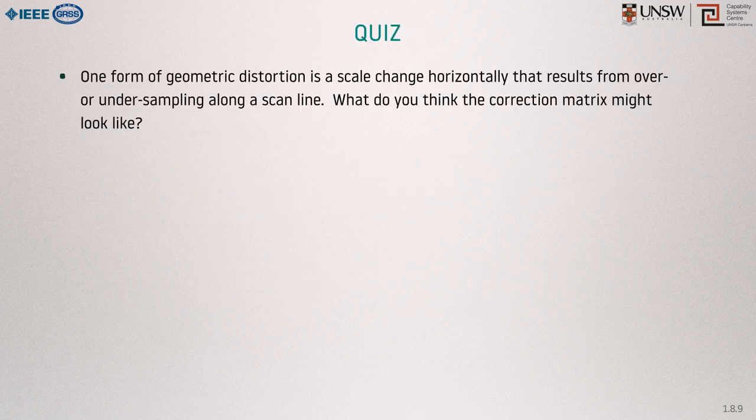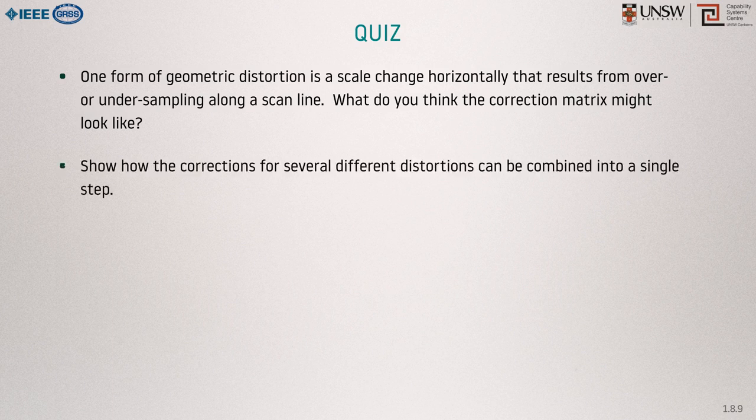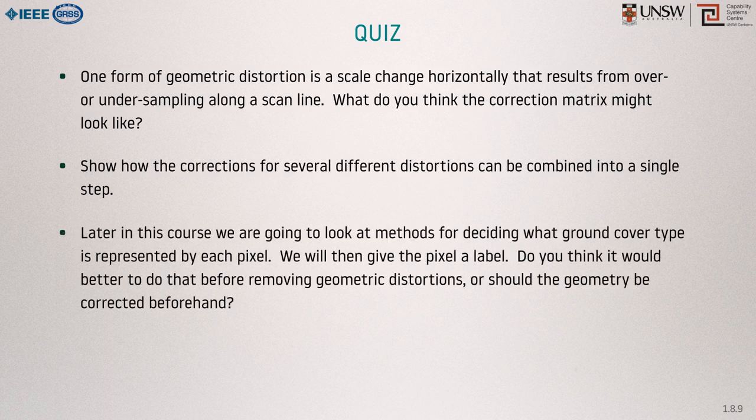The first question here has been treated in the lecture. The idea of the question is for you to derive the matrix form of the correction. The third question is particularly interesting. Later in this course, we are going to treat methods for attaching labels to pixels, indicating what they represent in terms of ground cover types. This question asks you to consider whether the geometry of an image should be corrected before that labelling process is carried out, or whether the labelling should be done first and then the label pixels corrected for their geometric positions.